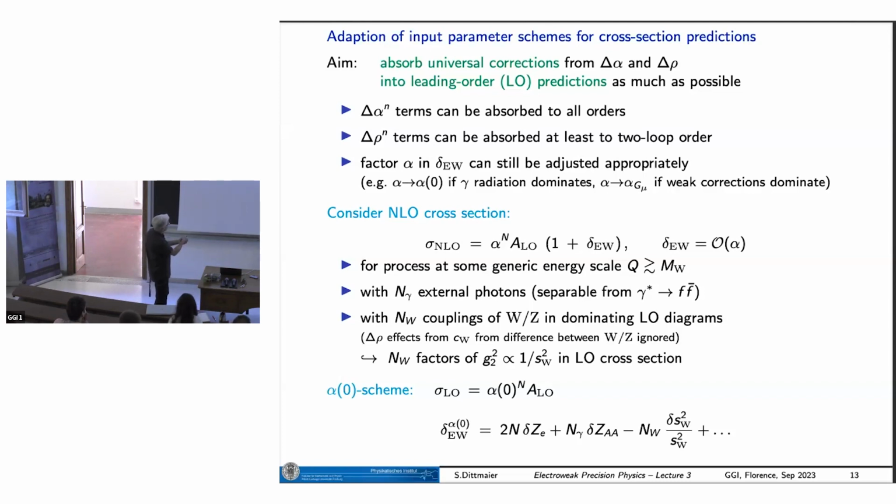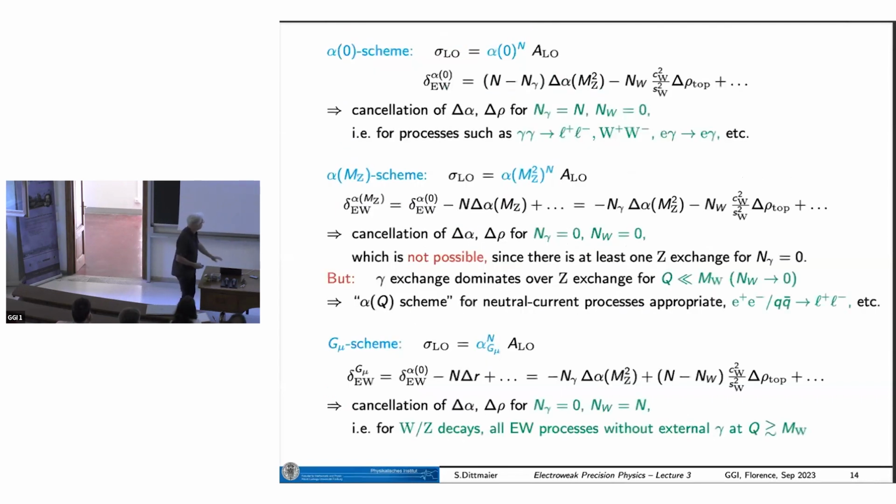For example, here in the alpha 0 scheme, I can look into the universal corrections of delta electroweak. I get 2N times the charge normalization constant. I get N gamma times the photon wave function normalization constants. And I get minus N W times this delta s squared over s squared, which contains these rho parameter corrections. The point is, I just want to know whether this delta alpha and delta rho survive in my correction here in any of the possible input parameter schemes.